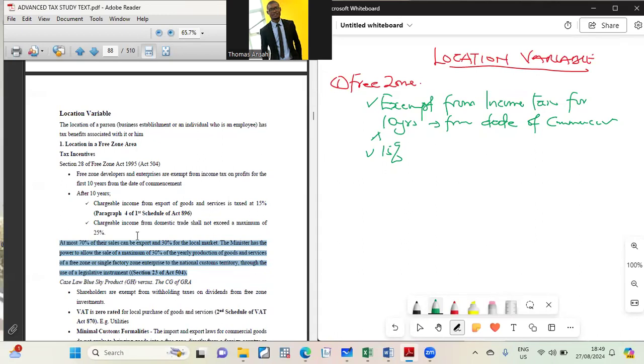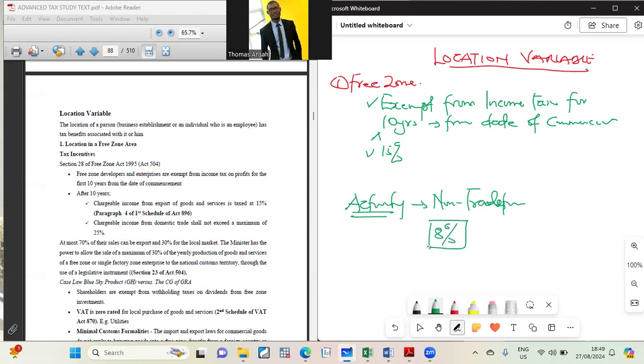Now there's a case I want us to discuss. It's a case that is interesting. There is an activity variable, we will get to that, but just a quick one. The law says that a person who is in an activity of non-traditional export is supposed to pay tax at 8%. That is what the law says.